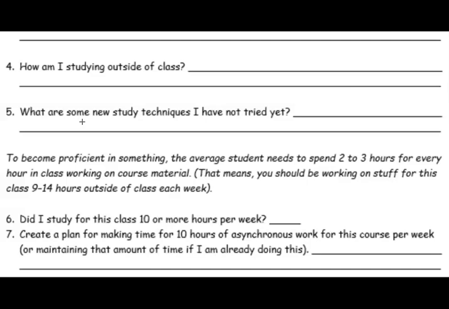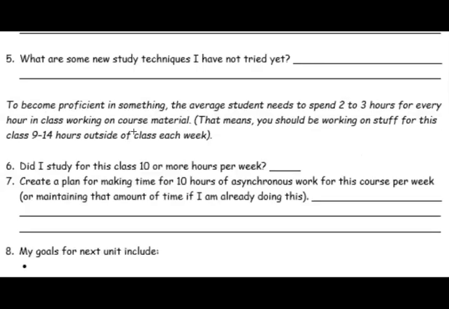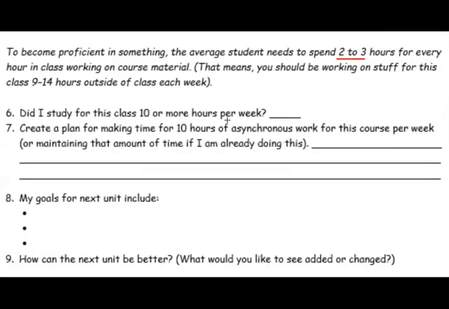Have you tried the Delta Math assignments? If not, maybe you could try those. Have you tried the EDIA assignments? Maybe you could try those if you're still needing some extra practice. Remember, to become proficient in something, the average student needs to spend 2 to 3 hours for every hour in class working on course material. That means you should be working on stuff for this class 9 to 14 hours outside class each week. Did you study outside class for 10 or more hours? Yes or no, be honest.